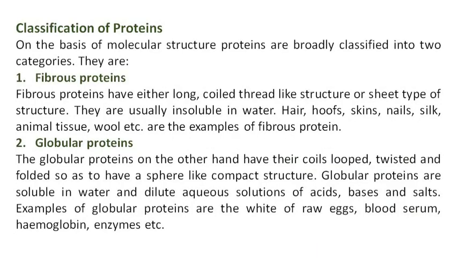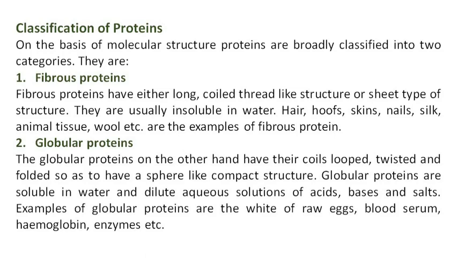Classification of proteins. On the basis of molecular structure, proteins are broadly classified into two categories. They are fibrous proteins and globular proteins. Fibrous proteins. Fibrous proteins have either long, coiled thread-like structure or sheet type of structure. They are usually insoluble in water. Hair, hoofs, skins, nails, silk, animal tissue, wool, etc. are the examples of fibrous protein.